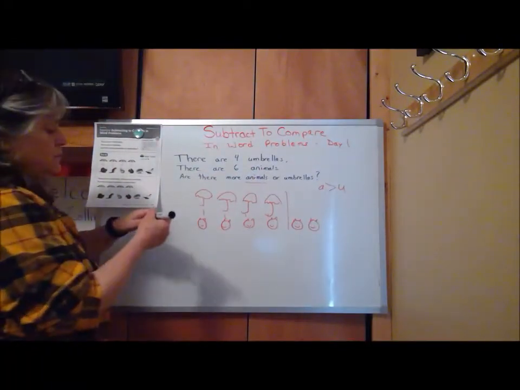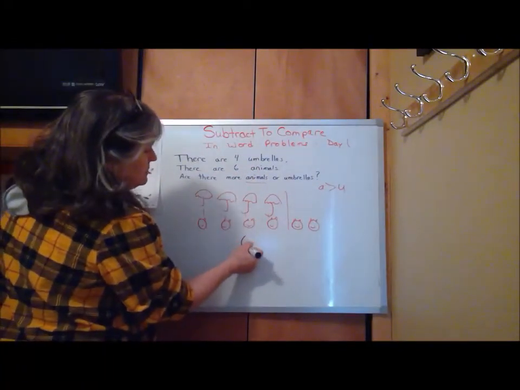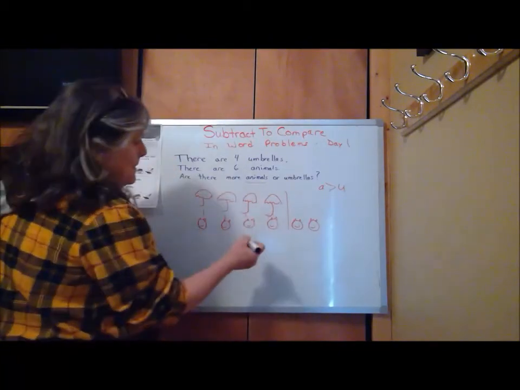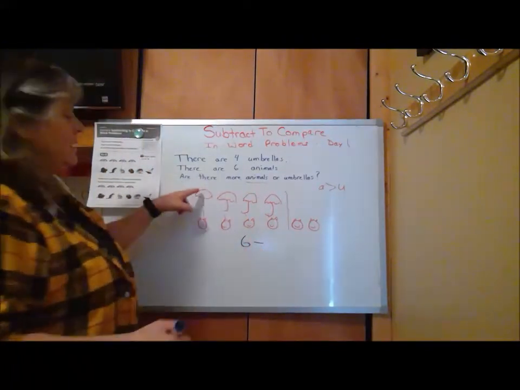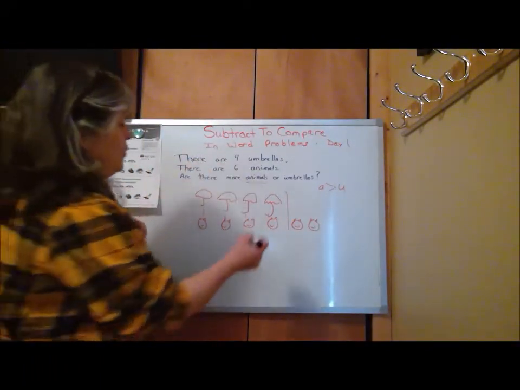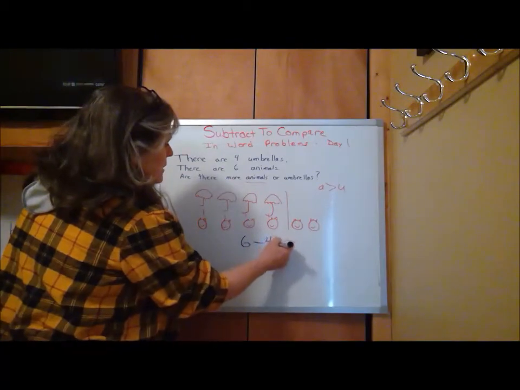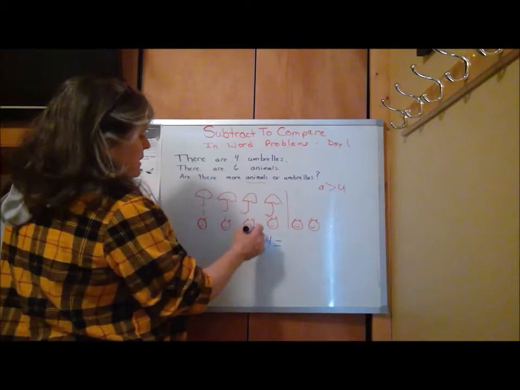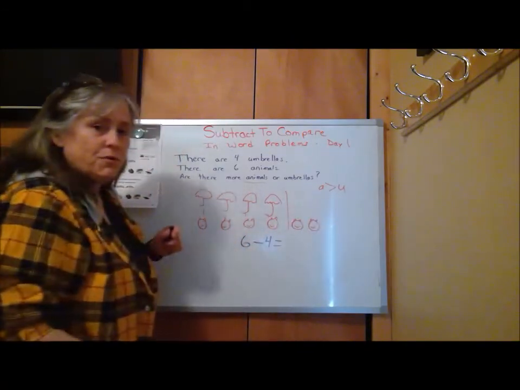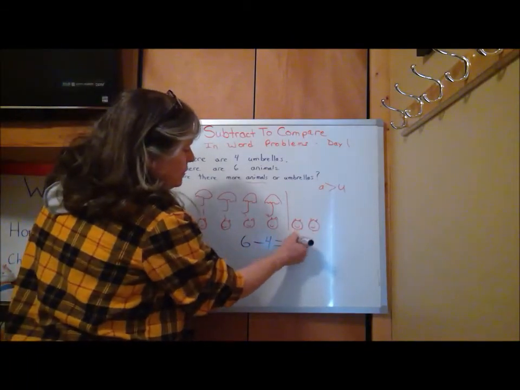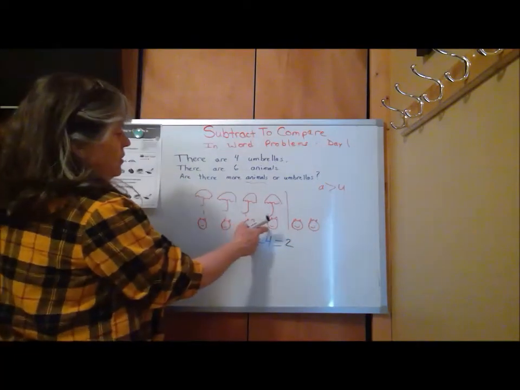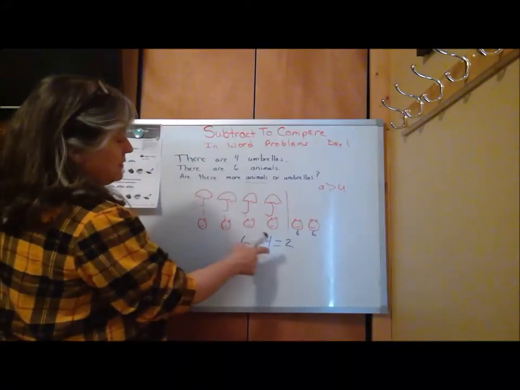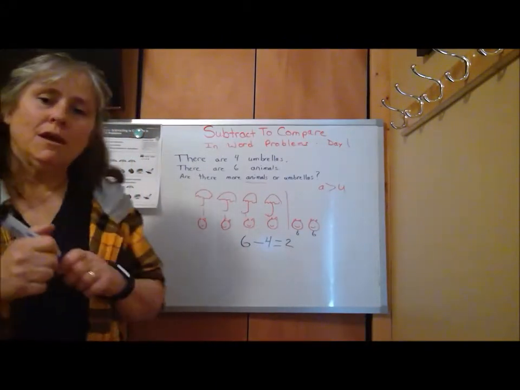I'm going to go back to this purple because I like it. 6. So 1, 2, 3, 4, 5, 6. Minus, how many umbrellas do we have? 4. 6 minus 4. And again, if we buddy these guys up, how many do I have left over? 1, 2. Right, so I could have gone 4, 5, 6. So 6 minus 4 equals 2.